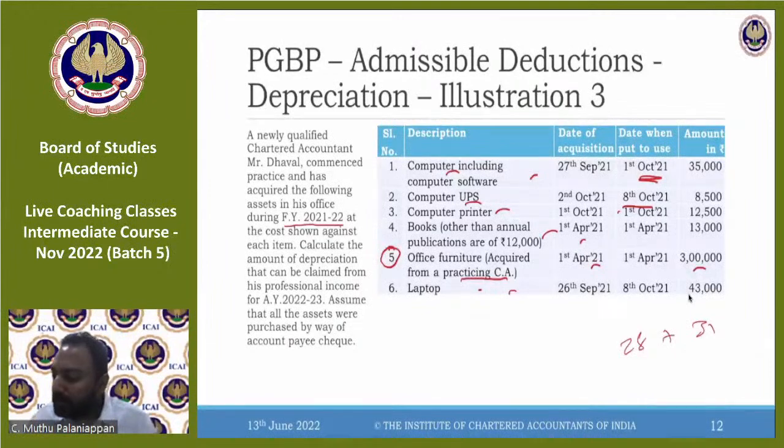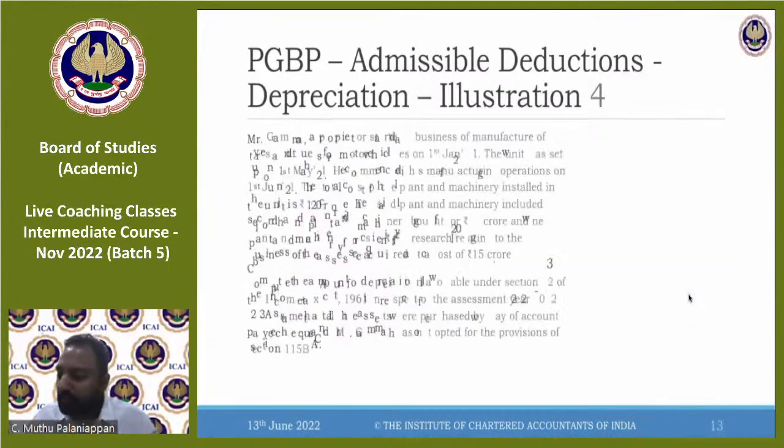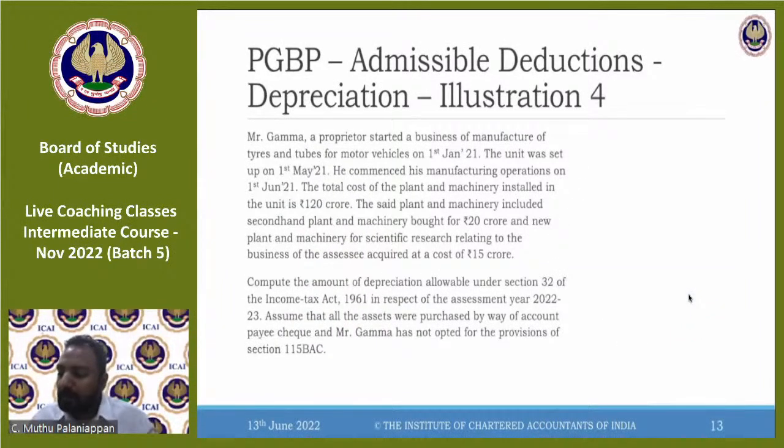Now we'll move on to illustration 4. Gamma, a proprietor, started a business manufacturing tires and tubes for motor vehicles on 1st January 2021. So his business started on 1st January 2021. The unit was set up on 1st May 2021, and he commenced manufacturing operations on 1st June 2021. So 1st June is his operation date.